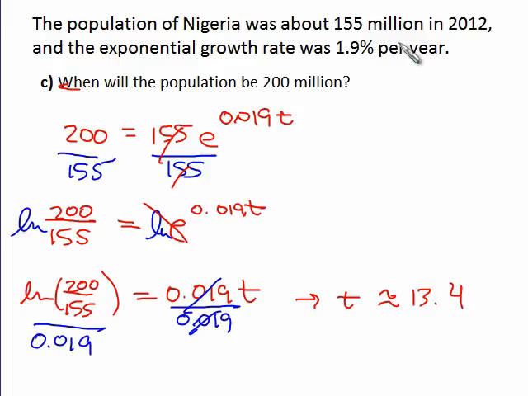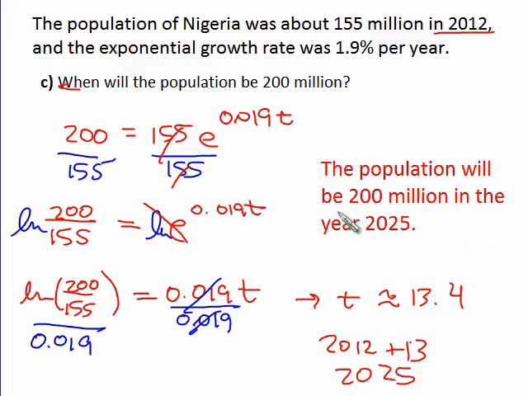So then, remember, t is the number of years after 2012, so I have to take 2012 and add 13 to it, which will give me 2025. So the population will be about 200 million in the year 2025.